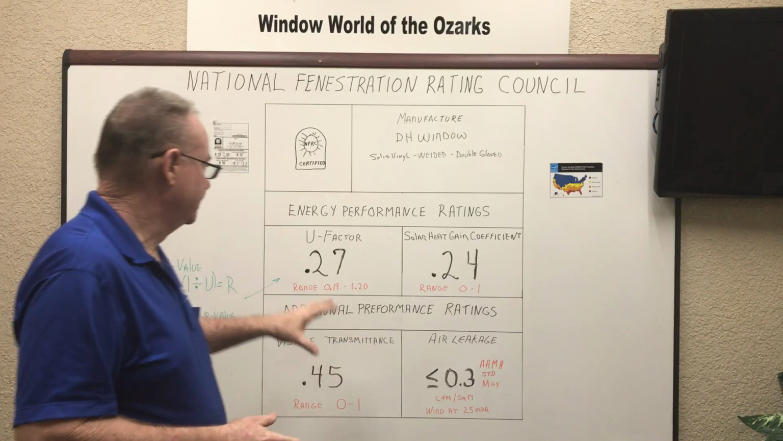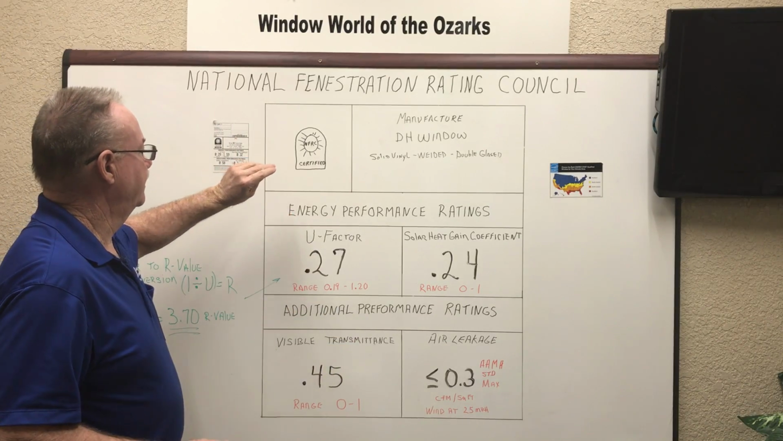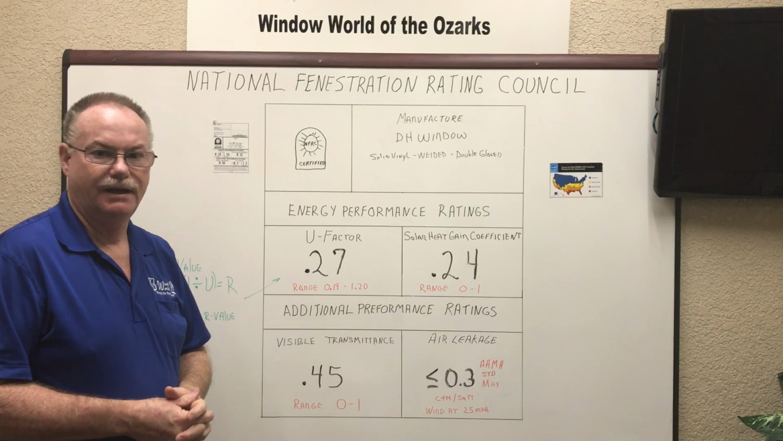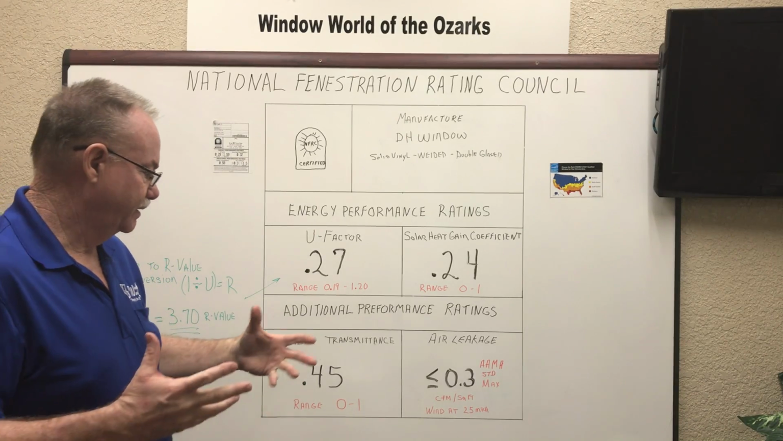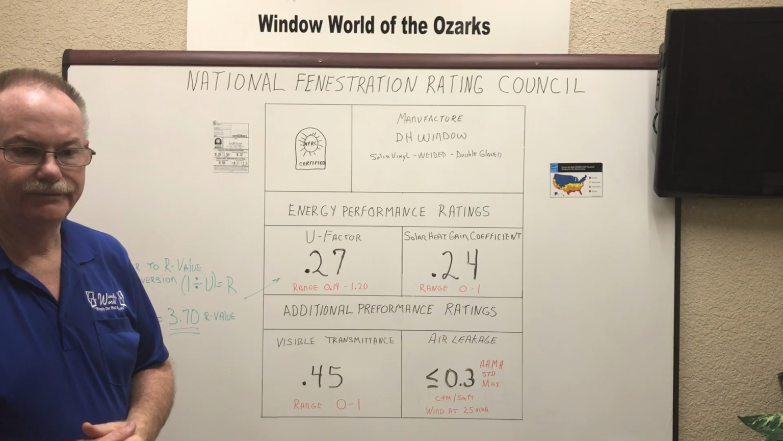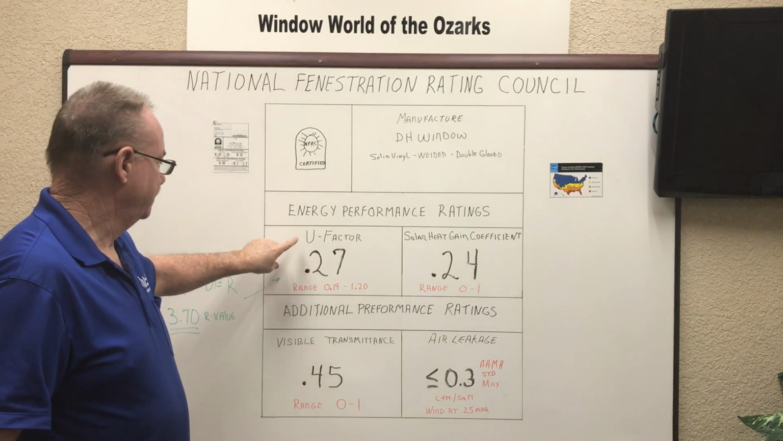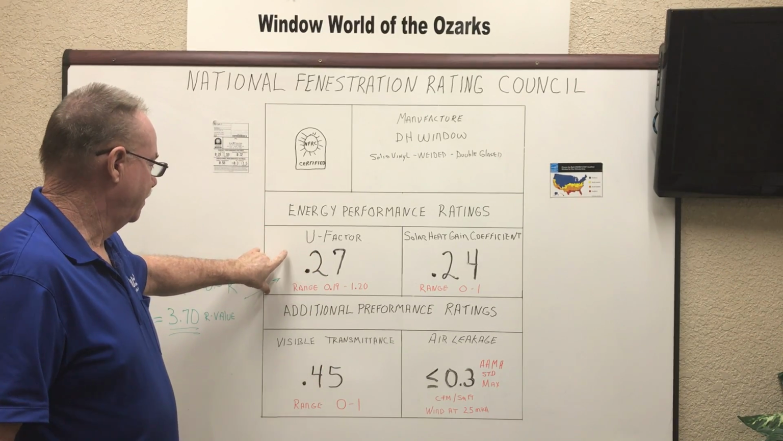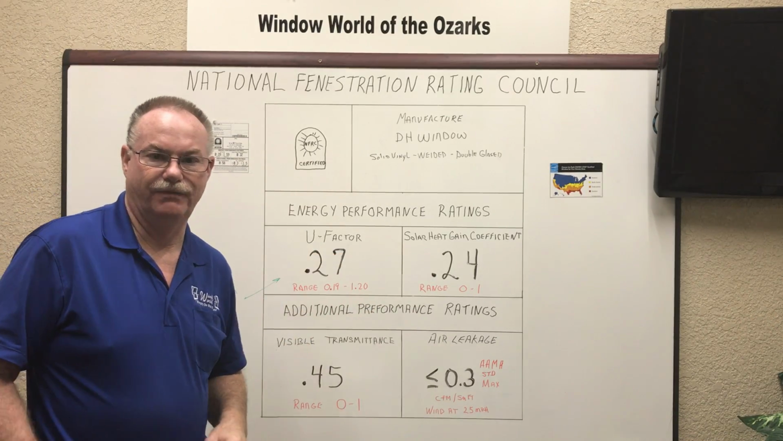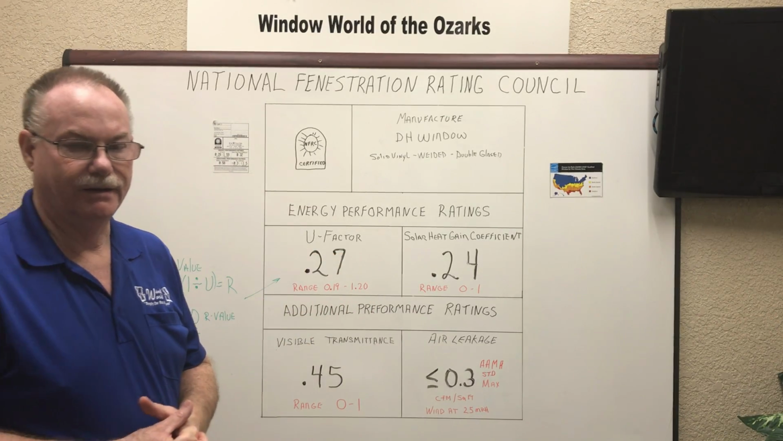So this is what your NFRC rating tag looks like, and hopefully you can have a better understanding of it. And we'll be having some more videos coming along that'll show a little bit more about the U factor and the solar heat gain coefficient, and explain them a little bit better.